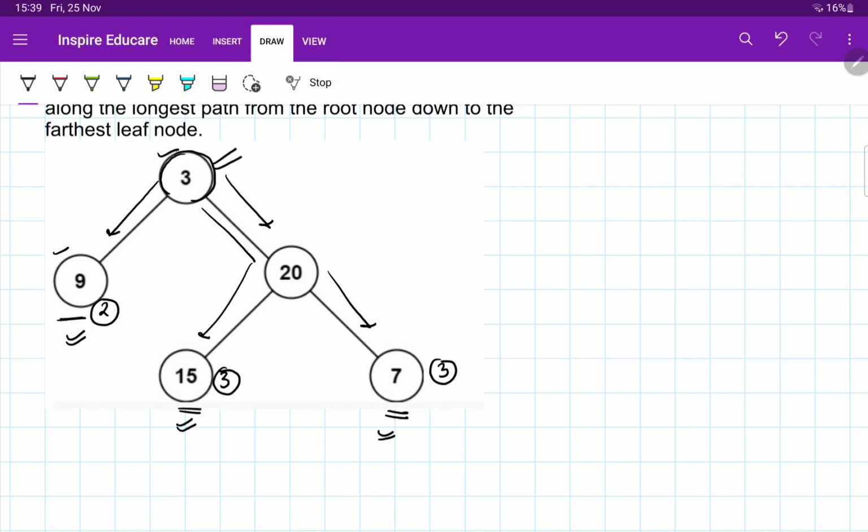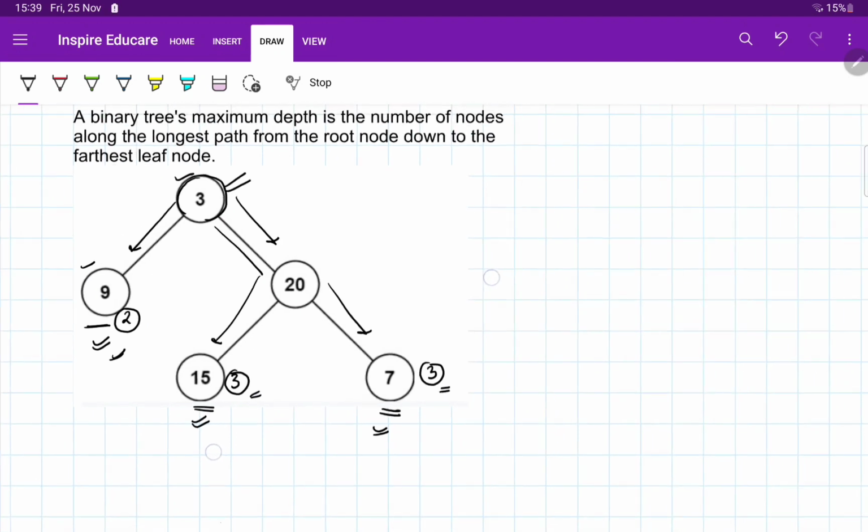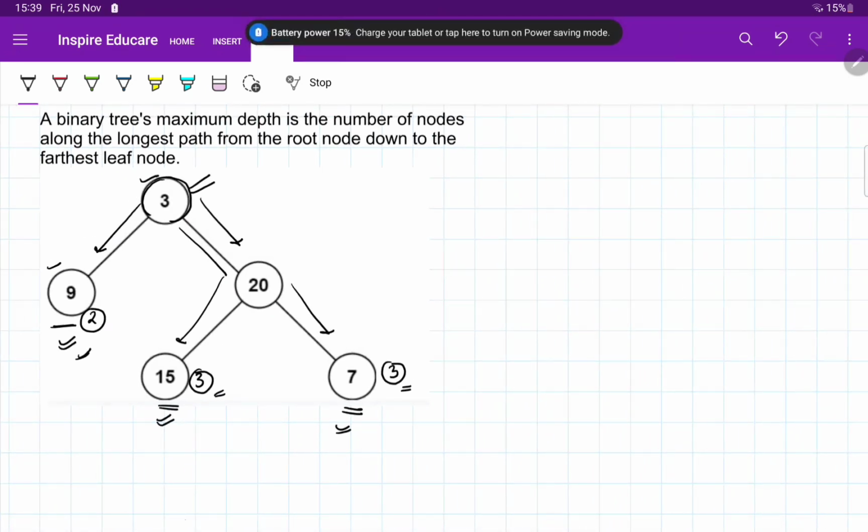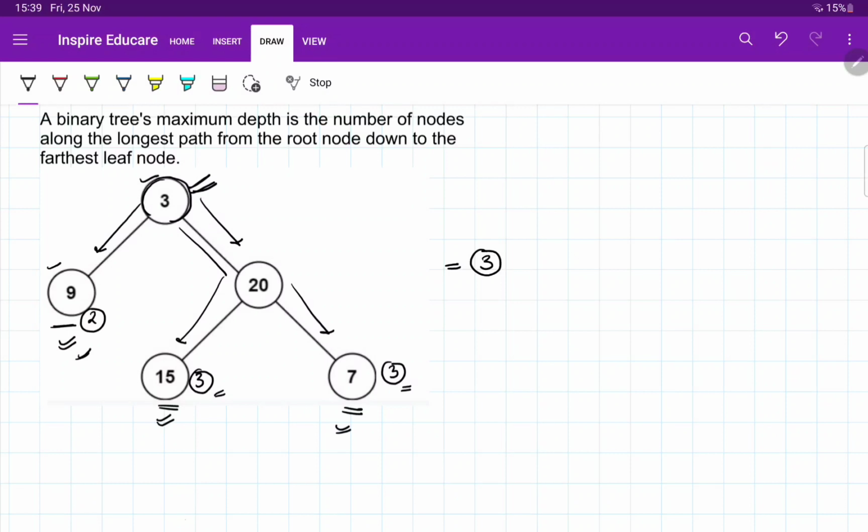So we have these 3 lengths, right? 2, 3 and 3. So what will be the maximum depth? The maximum of these 3 lengths. So what is it? 3. So our answer will be 3, right? So it is nothing but the longest path from the root node to the farthest leaf node. So in this case it is 3.